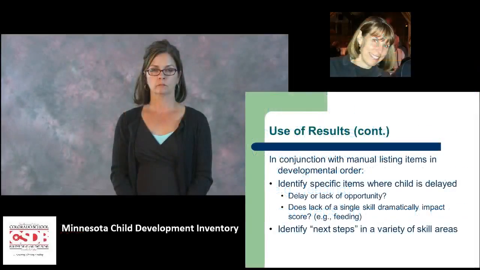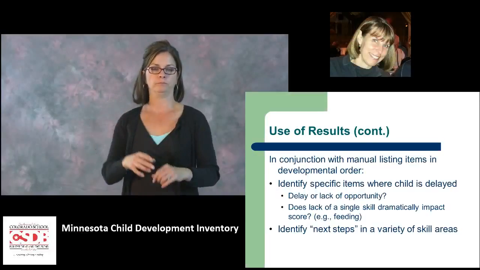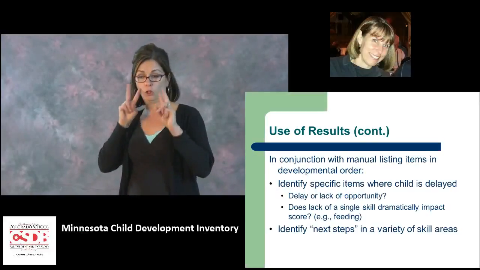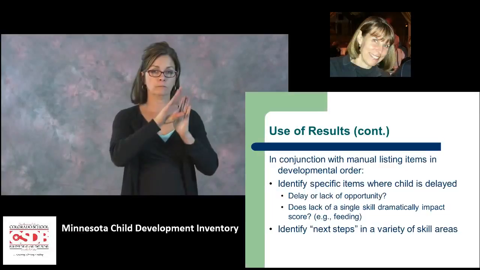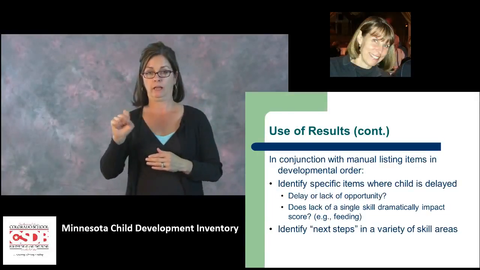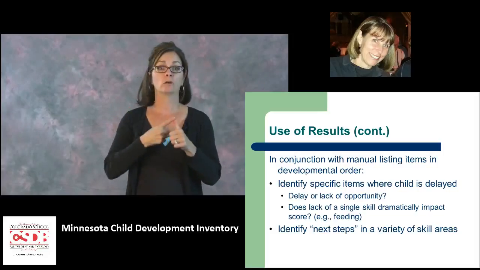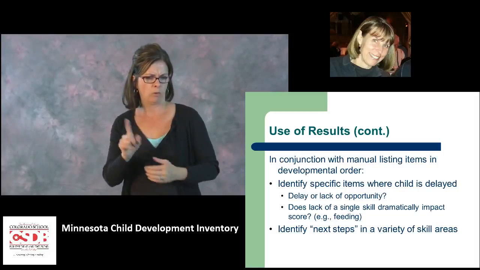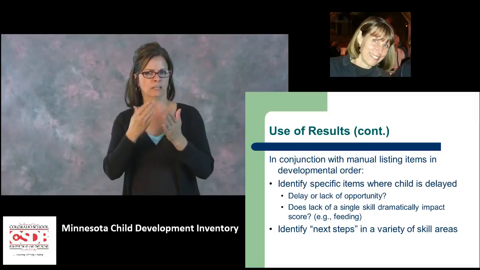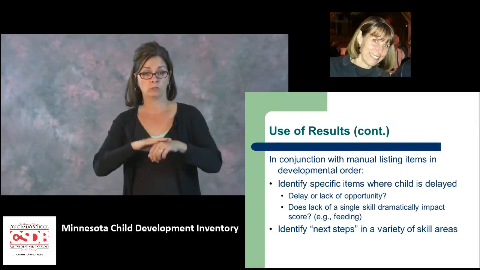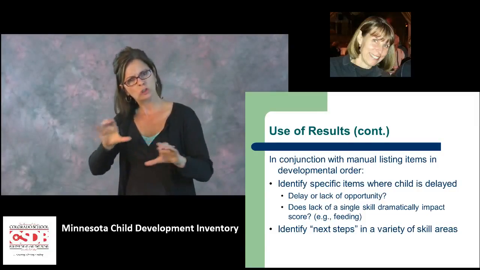So just going back to our PowerPoint, in terms of looking at the manual and the developmental sequence of the different items, a couple of things that one might want to do. First is identify where are the specific items where the child is showing delay. What items on that list is the child not doing that they should be doing for their chronological age?